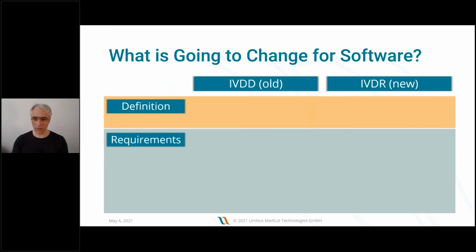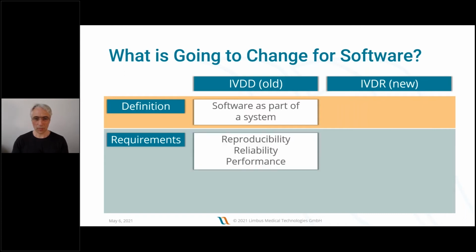Let's first revisit some details about the changes that are coming up for software, and specifically Sebastian mentioned a few of them. I'm just highlighting them here again. In the old IVDD, software was not even considered as a standalone device. It was always part of a bigger system. While the general requirements applied also to software, most of the other requirements were tailored to some big electronic or electric machines, basically.